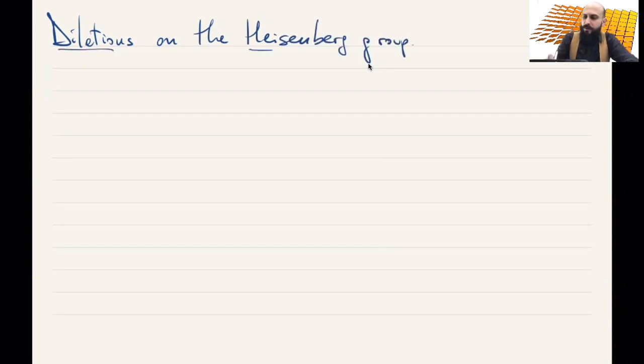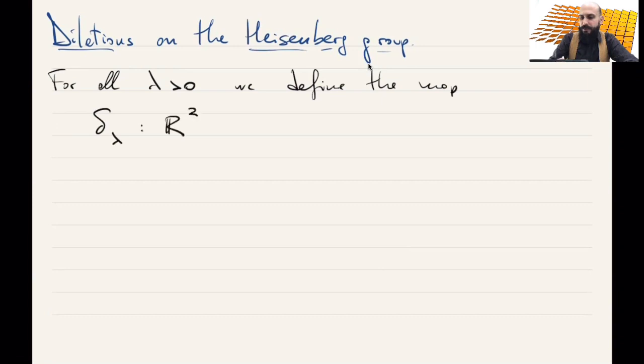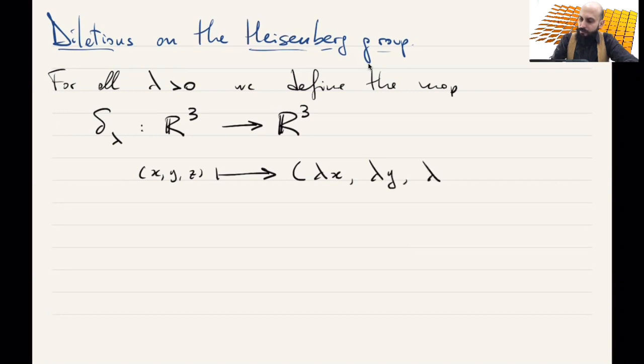So for all scalar lambda, say positive, we define the map delta lambda from R3 to R3, such that in coordinates x, y, z, a point is sent to a point where the first coordinate is dilated by lambda, the second one by lambda, and the third one by lambda square. Okay, so notice the square.